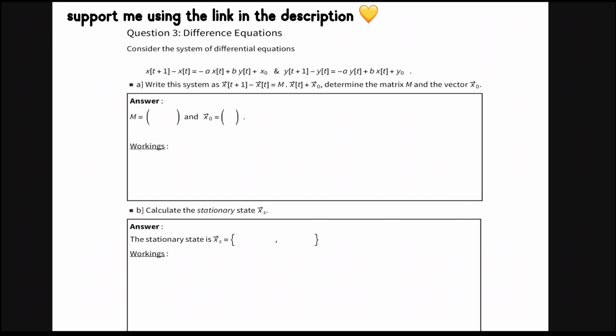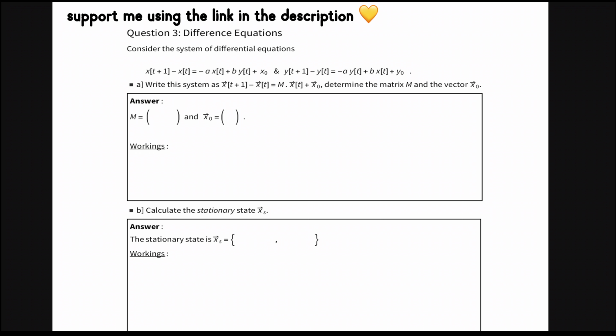Okay, we're going to be looking at question 3, difference equations. Consider the system of difference equations: x_{t+1} minus x_t is equal to minus a x_t plus b y_t plus x0, and y_{t+1} minus y_t is equal to minus a y_t plus b x_t plus y0.